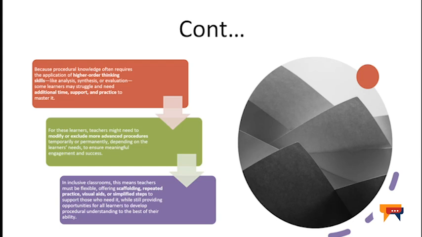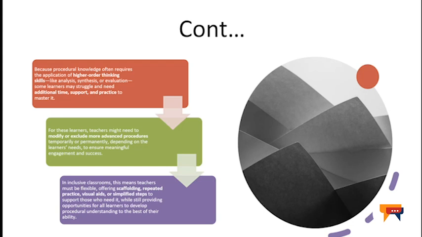And because procedural knowledge often requires the application of higher order thinking skills like analysis, synthesis, or evaluation, some learners may struggle and need additional time, support, and practice to master it. For these learners, teachers might need to modify or exclude more advanced procedures, temporarily or permanently, depending on the learner's needs to ensure meaningful engagement and success.